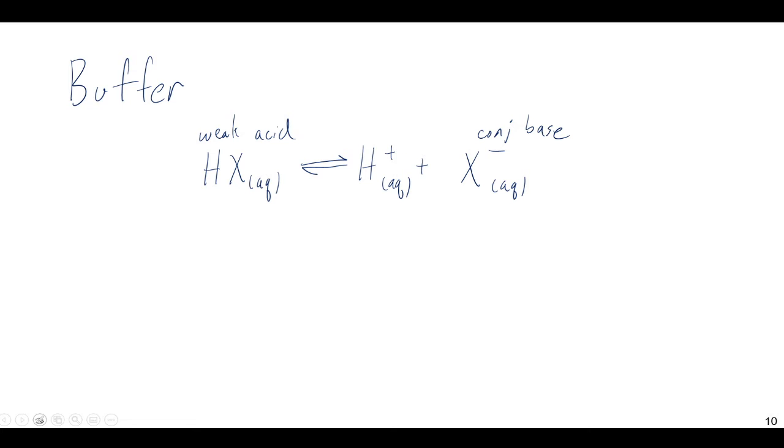But what we're thinking about here is the act of a buffer to resist changes in pH. And the way it does this is when a little bit of OH minus is added, the acid will react with this OH minus and produce its conjugate base. Or if H plus is added, the conjugate base will react with this and make the acid. Okay, so we'll see this played out with some examples, but that's the general idea of a buffer.